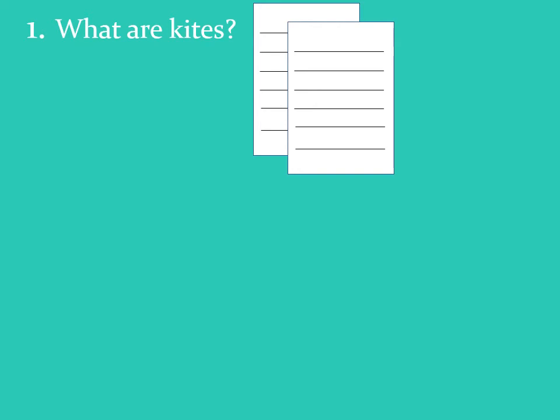So what are kites? And I might say something like this. A kite is a frame that is covered in cloth or paper or plastic, and it usually looks like a bird, and it's attached to a string, and we fly it up in the air. Something like that. We're going to tell somebody what it is that we're talking about.